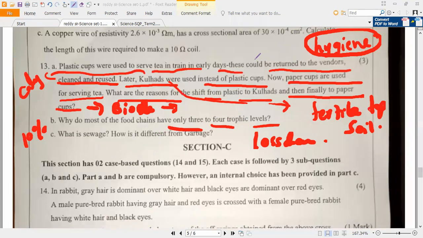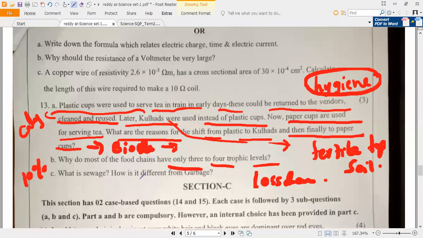Please respond. Yes. That is why the number of trophic levels in a food chain is limited. Means maximum 3 or 4 and very rarely only 5, because the energy becomes so small that it will be insufficient to sustain the life of that organism. That is the answer. Yes or no, guys? Please respond. Now have you understood the importance of this chapter? Very, very important. Next, what is sewage and how is it different from garbage? Anybody? Sewage and garbage. What is sewage? Anybody answer?